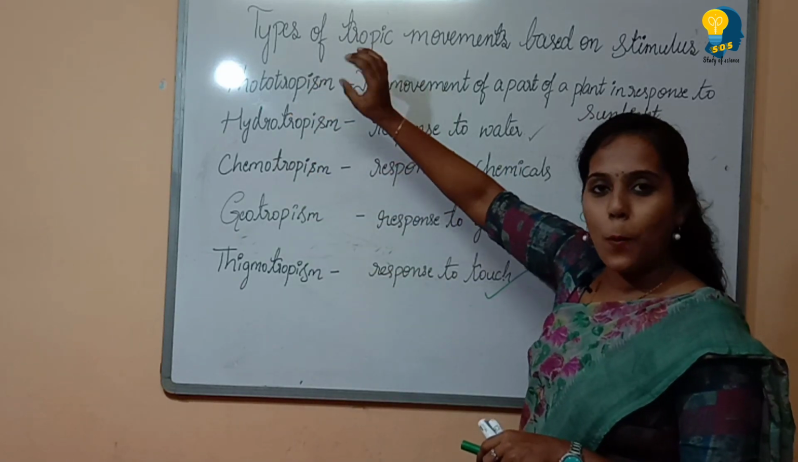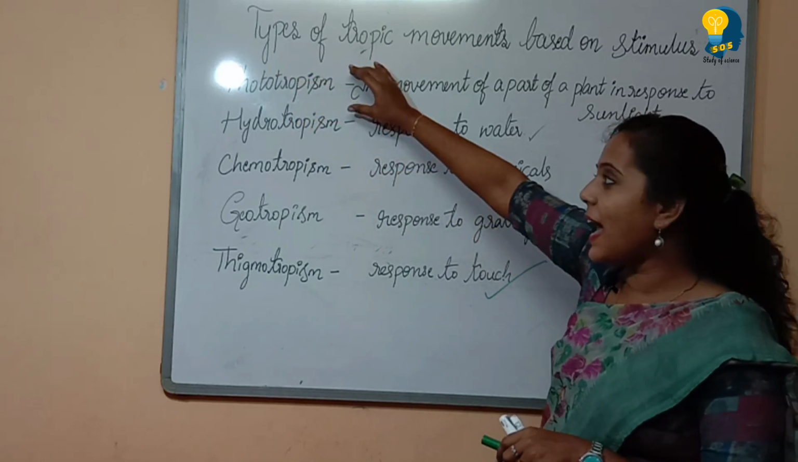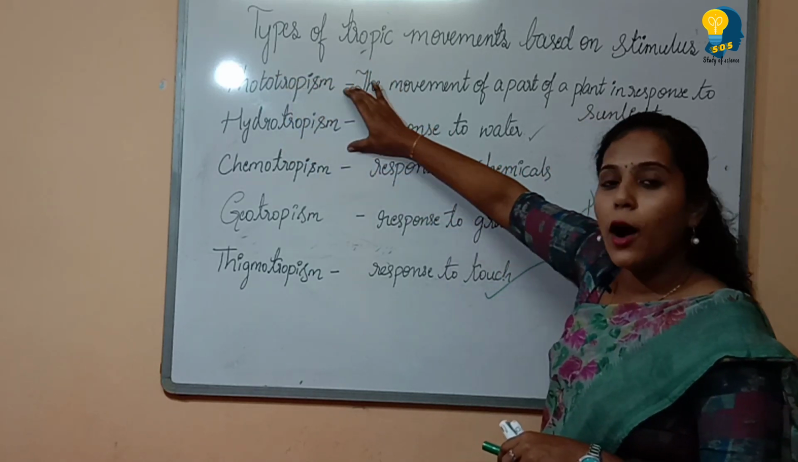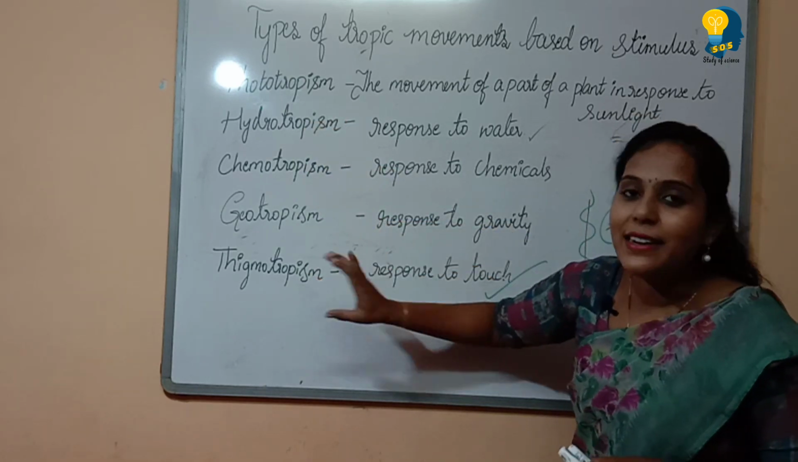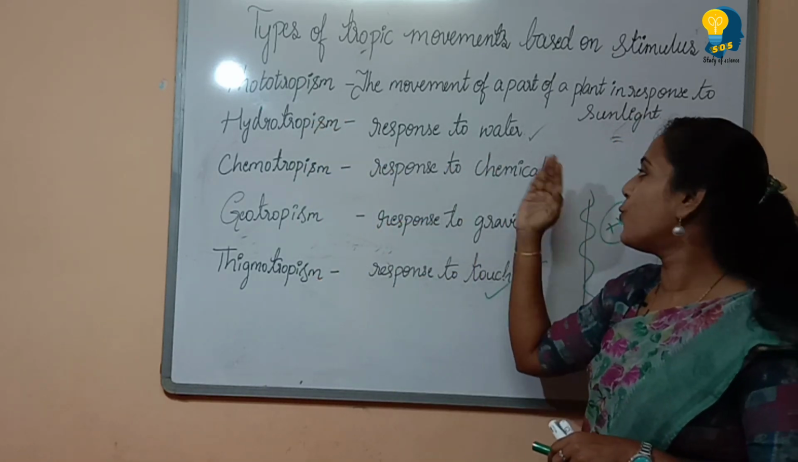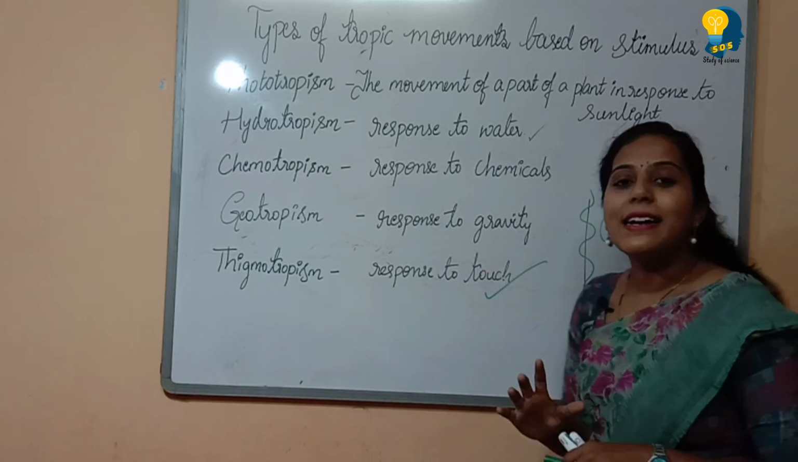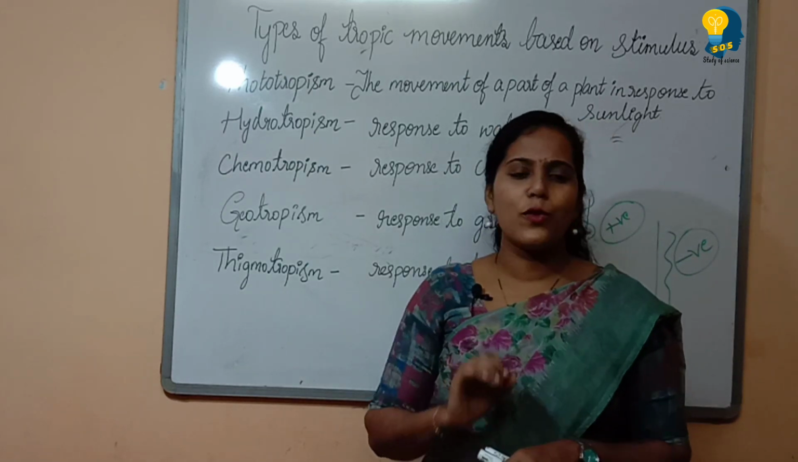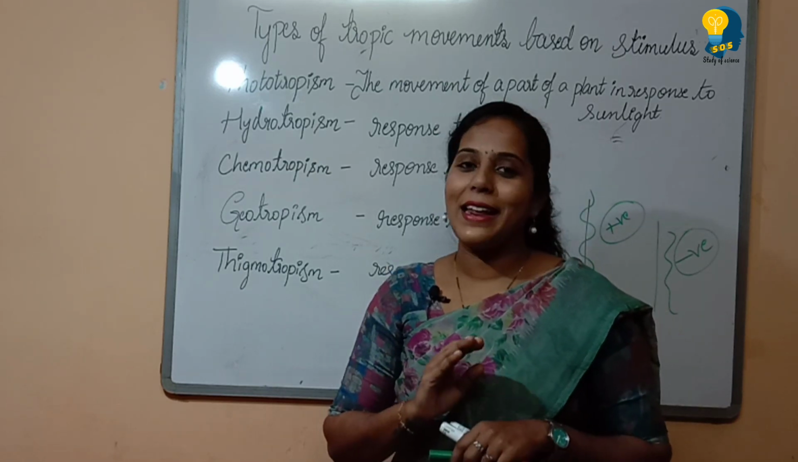What is phototropism? Light and movement. It means the plant is showing the movement towards the light. Plant is showing the movement towards the water. Plant is showing movement towards the chemicals, gravity and the touch. In simple terms, you can write response to water, response to chemicals, response to gravity and response to touch. You can write like this. They will also give the marks for you. Hope you all understood this concept very clearly.